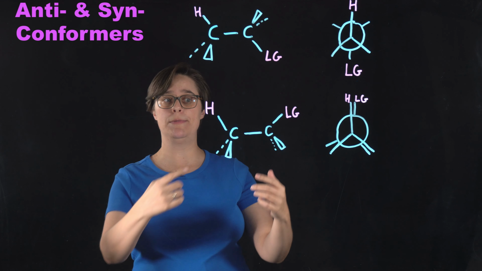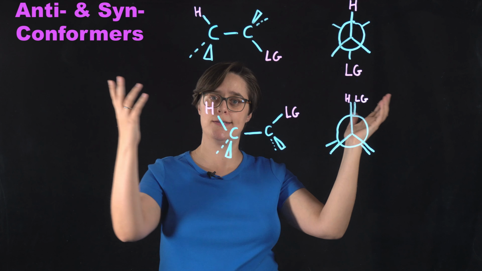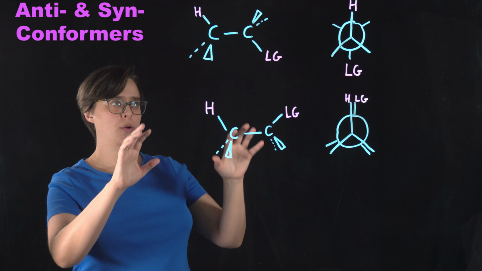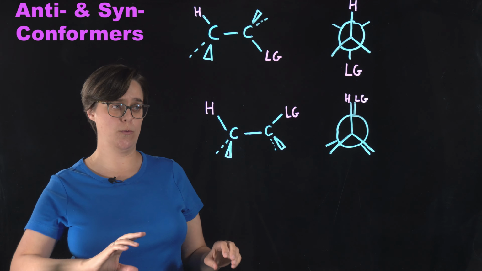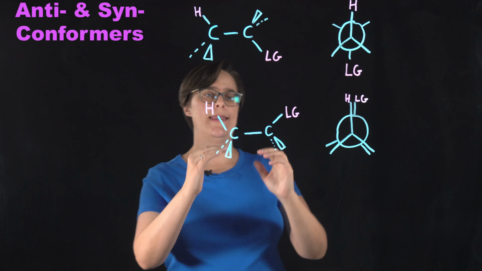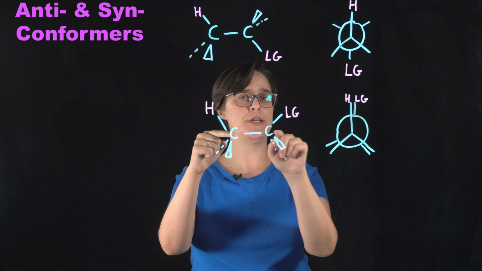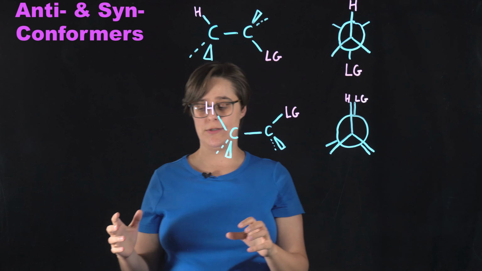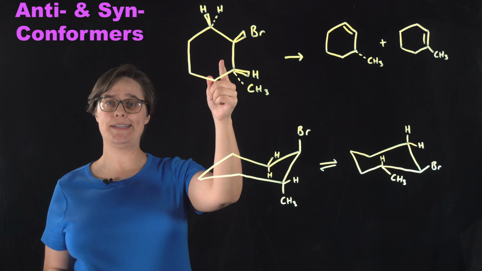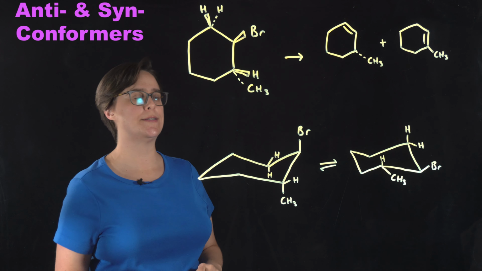It doesn't matter because that bond can just rotate until it's in one of these configurations and the reaction happens. This is important though when there is something about the structure of your reactant that limits the free rotation around this bond. So let's talk about an example doing that. So let's say that this is your reactant in an E2 mechanism.